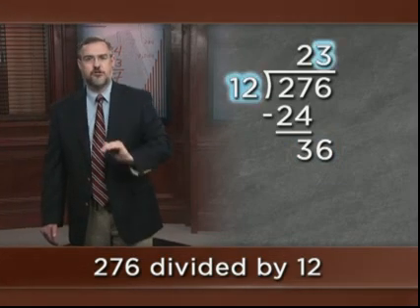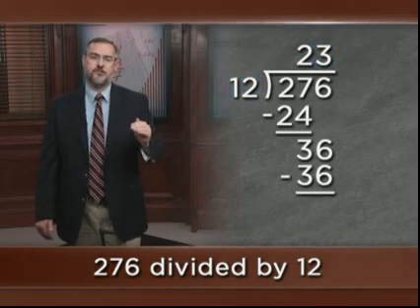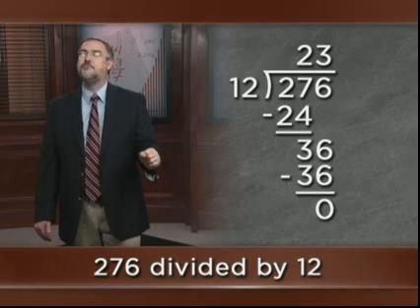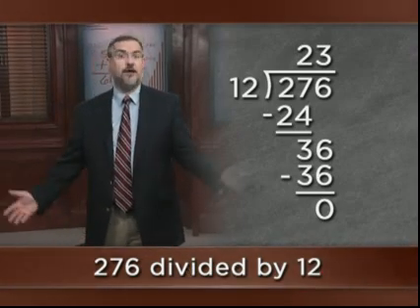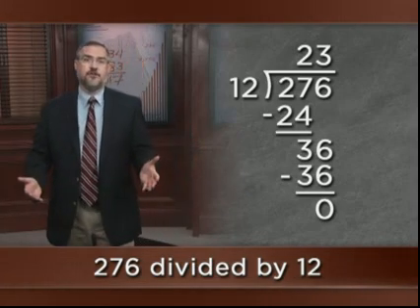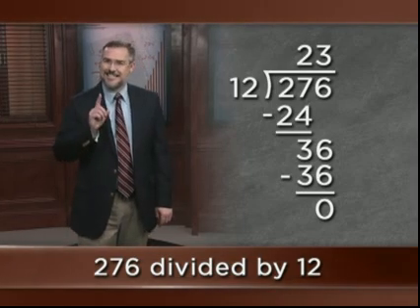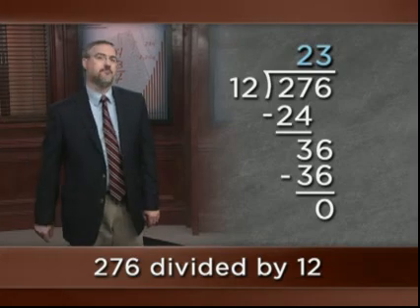12 times 3 is 36, so we put a 36 at the bottom of our work. 36 minus 36 is 0, and we have no more digits to drop down because we used the 2, the 7, and the 6 already, and we have our final answer. Our final answer is that 276 divided by 12 is exactly equal to 23 with 0 remainder.